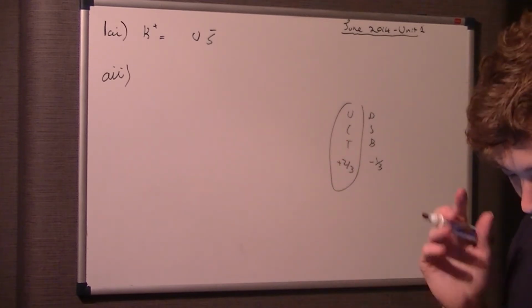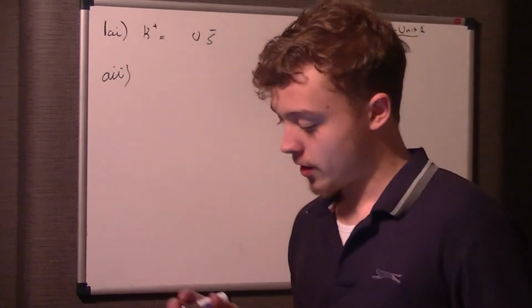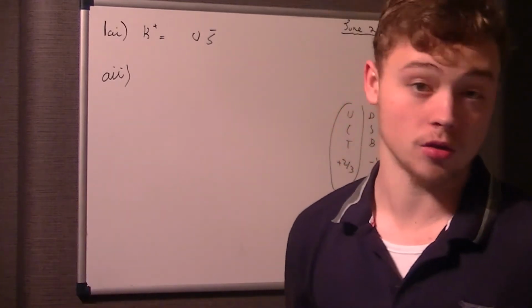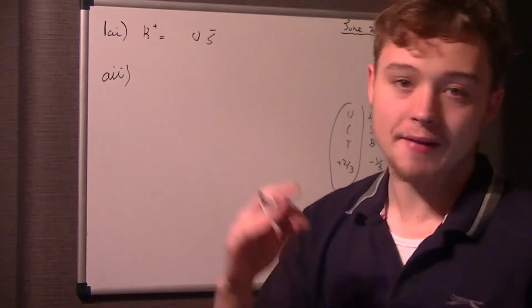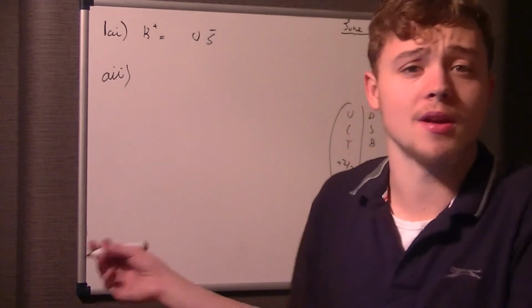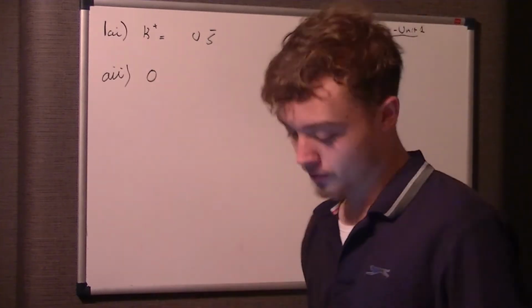Okay. The next question says, what is the baryon number of the K+? Now, people might start going, well, it's a meson, so it's not going to be a baryon, so why would it have a baryon number? Well, it does, but why would it have anything other than 0? Because it's not a baryon, so you wouldn't give it a number that it isn't associated with. So therefore it's got a 0 baryon number.